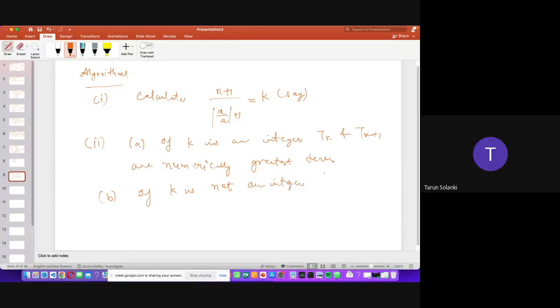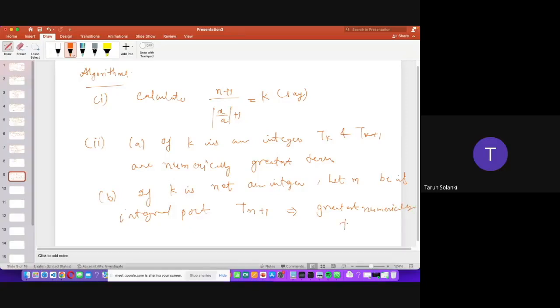And second, if k is not an integer, then let m be its integral part, so that T(m+1) will be the numerically greatest term. Okay, so you can copy these two points. Then we'll look at one example related to this.